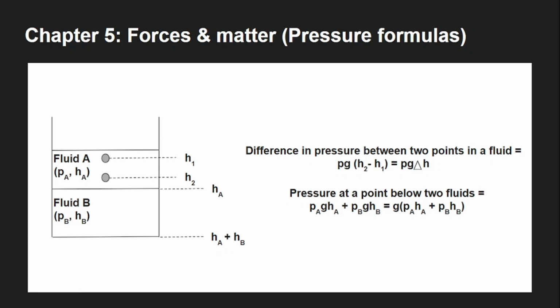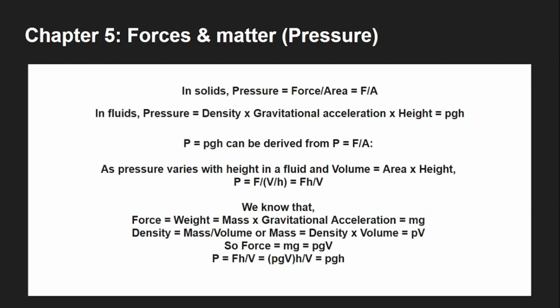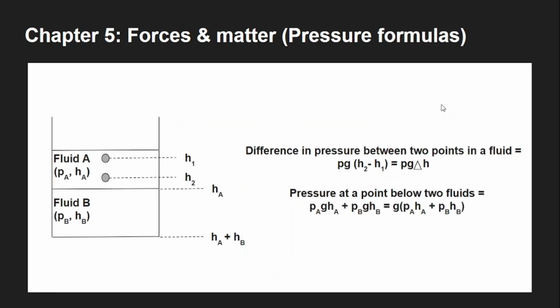I appreciate that there's a lot of formulae involved, but in a nutshell, we just wanted to show here that you can go from the formula for pressure in solids to the formula for pressure in fluids in a rather straightforward manner. And I've just shown the derivation here. Ideally, you just need to remember these two formulae. And then on this page, I've shown how to calculate the difference in pressure between two points in a fluid, for a generic fluid. I've just shown it by describing two points within fluid A. And then I've also shown how you calculate the pressure at a point below two fluids.